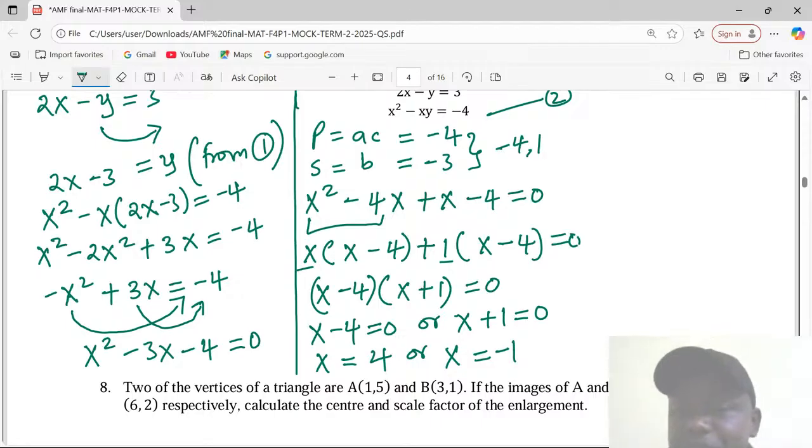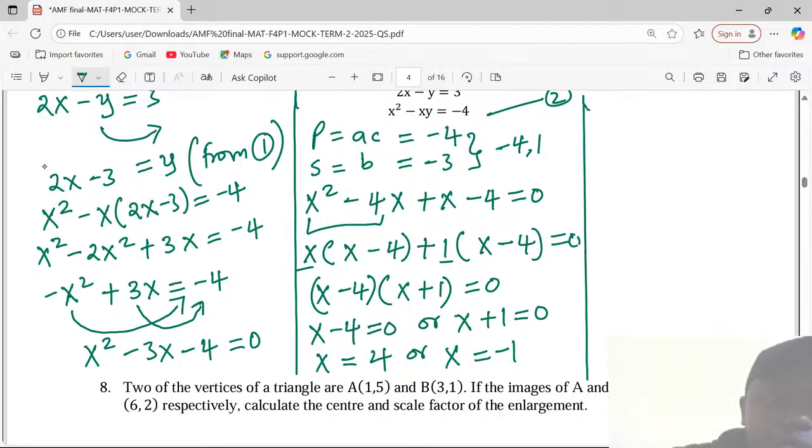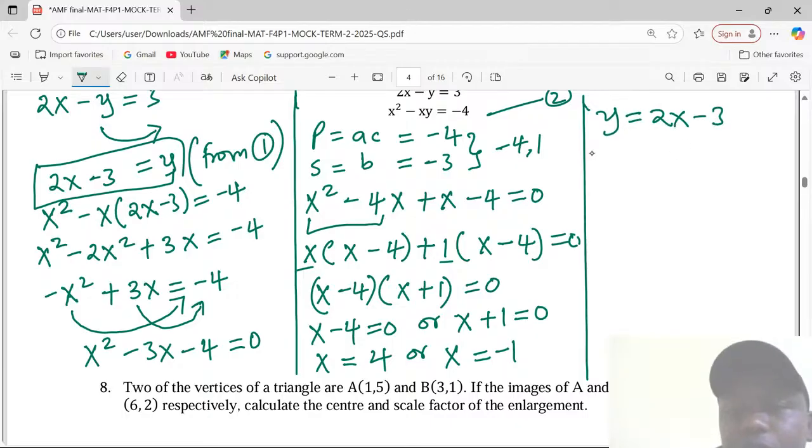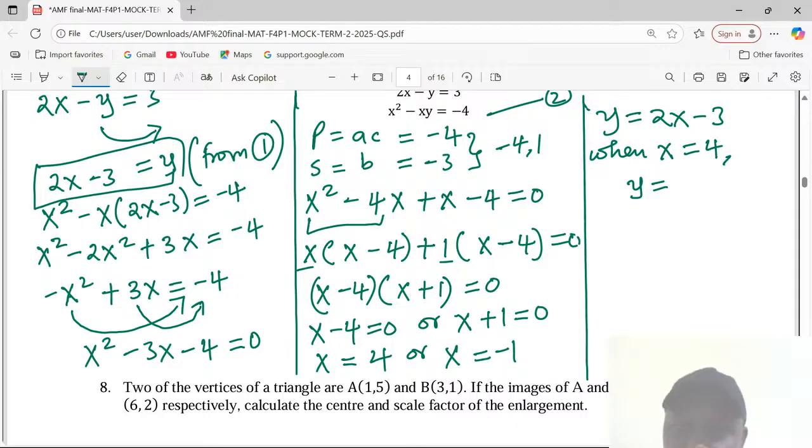How shall we get the values of y? Remember, there is an expression for y. When we were substituting, we said that y equals 2x minus 3. So when x equals 4, the value of y shall be, we substitute 4. 2 times 4 becomes 8. Minus 3, we get 5.